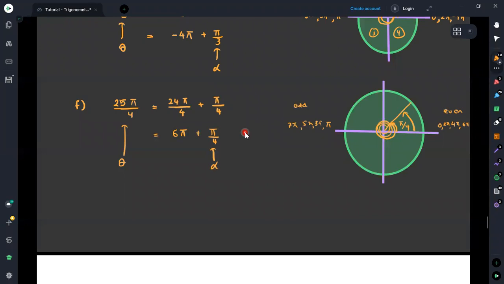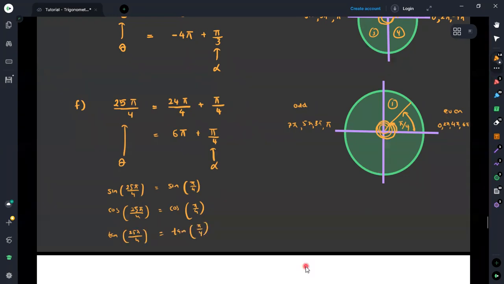Now it is in the first quadrant. Therefore, sine 25π over 4 is sine π over 4. All ratios would be positive. Then cosine 25π over 4 equals cosine π over 4. Then tangent 25π over 4 is tangent of π over 4.